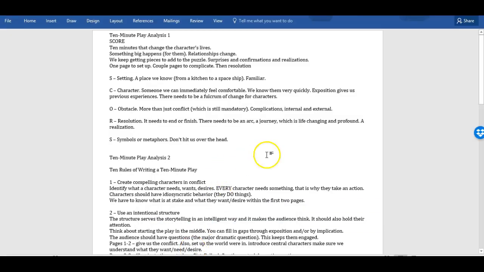All right, what makes a 10-minute play work? Now, I put off recording this little tutorial because I was like, how am I going to do this? So this is kind of stream of consciousness maybe, but here you go. So other than just being a good story, a good play, and doing all the things that make good plays, here are some things to keep in mind when you are writing your 10-minute play.